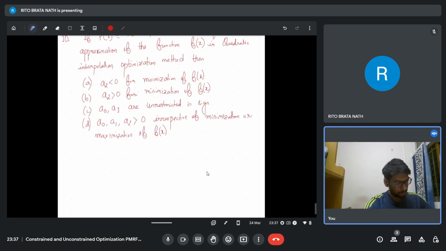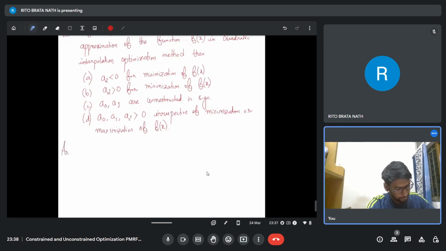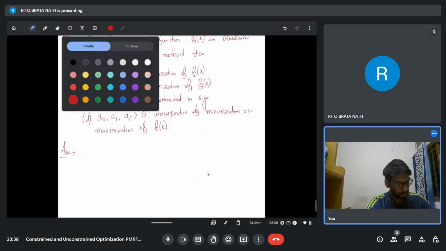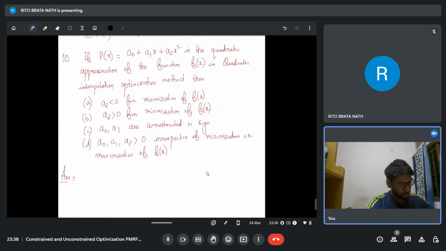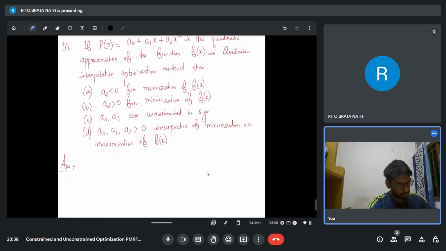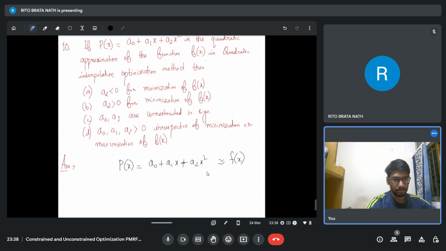Okay, so let me solve this final problem. So here what's given is a quadratic approximation. So this px is kind of approximating some fx, right? So that means if you're minimizing this function fx, it should be equivalent to minimizing the polynomial, the quadratic polynomial that you have, px, right?